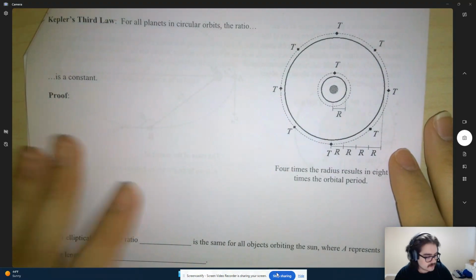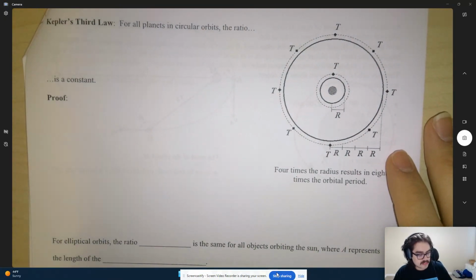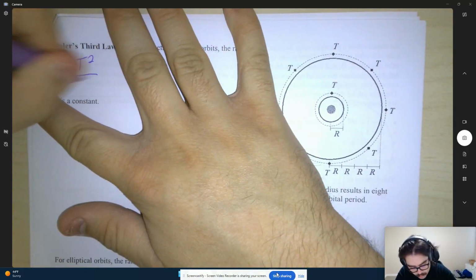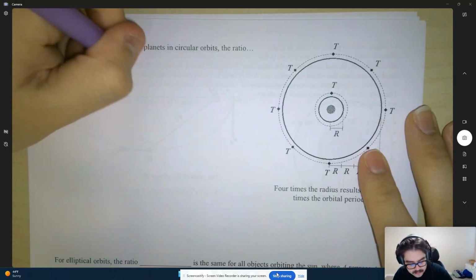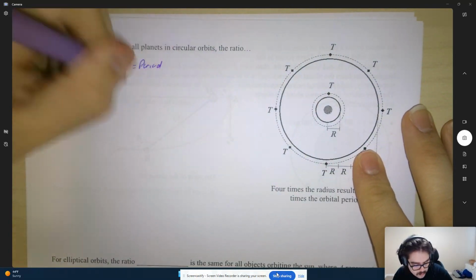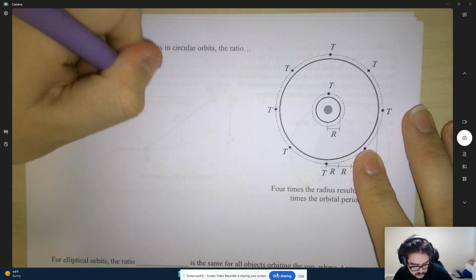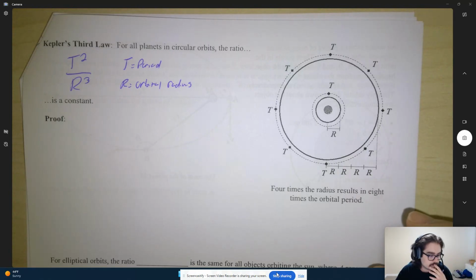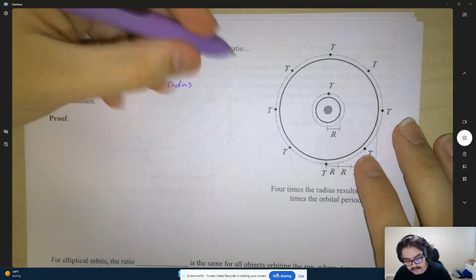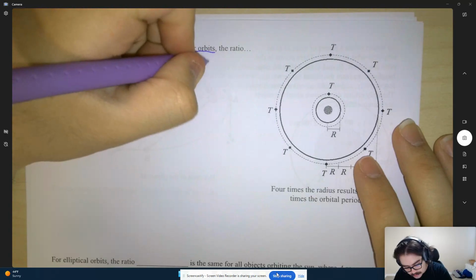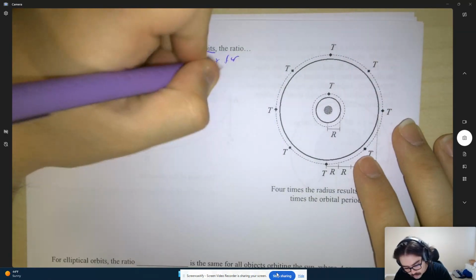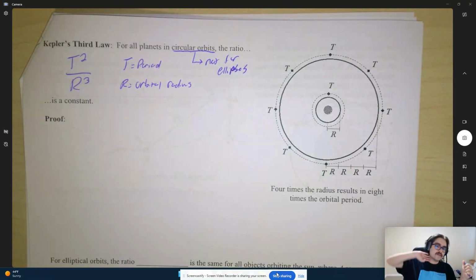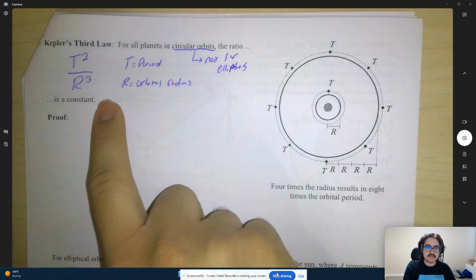The last thing I want to go over: the third law says that there is a ratio for all planets orbiting the same central body that's constant, and that is going to be T squared over r cubed. T is the period. r is the orbital radius. This is very, very important: this only applies to circular orbits, so not for ellipses. Do not use this for elliptical orbits. This ratio must stay the same for circular orbits.